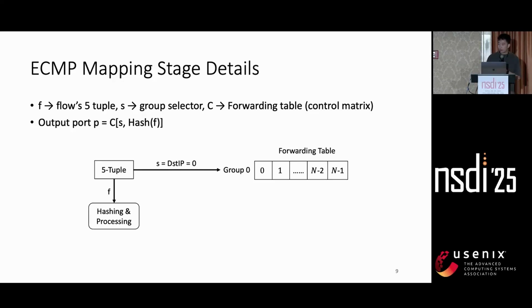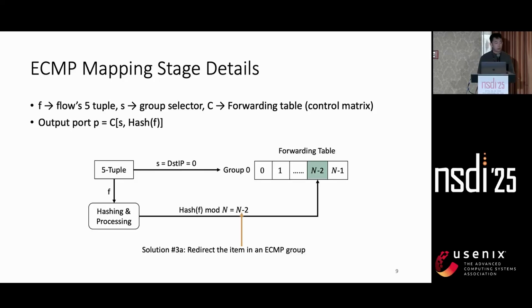Then we also have this 5-tuple. It will go through the hashing process, and the outcome from the hashing process is a number. It will range from 0 to n-1, and let's assume that there are a total of n next hops. In this case, the output is n-2, so the final output port will be n-2.